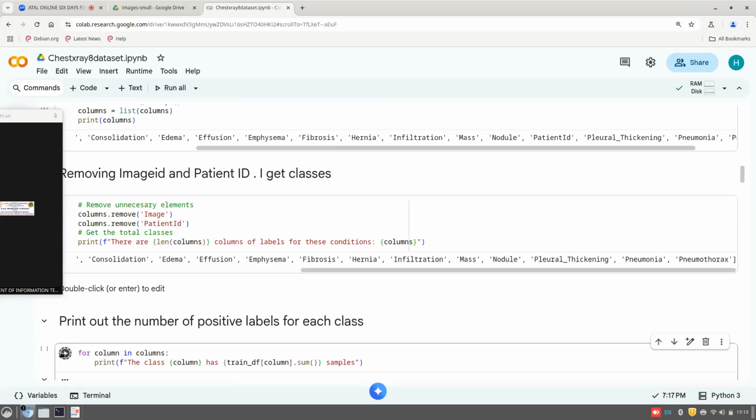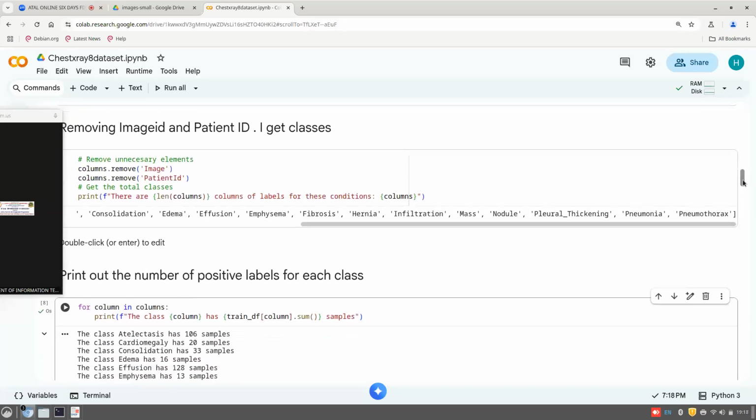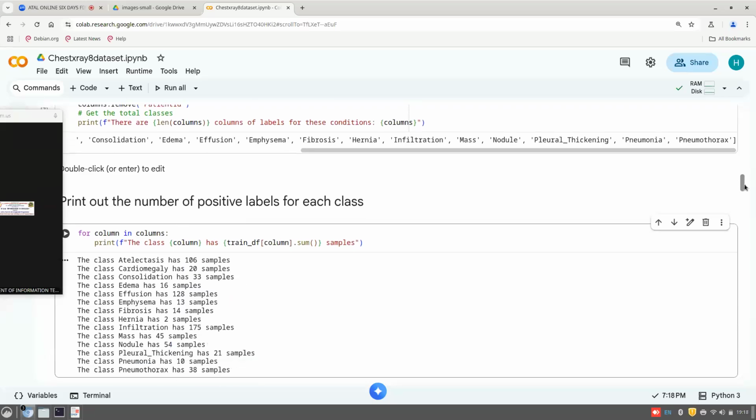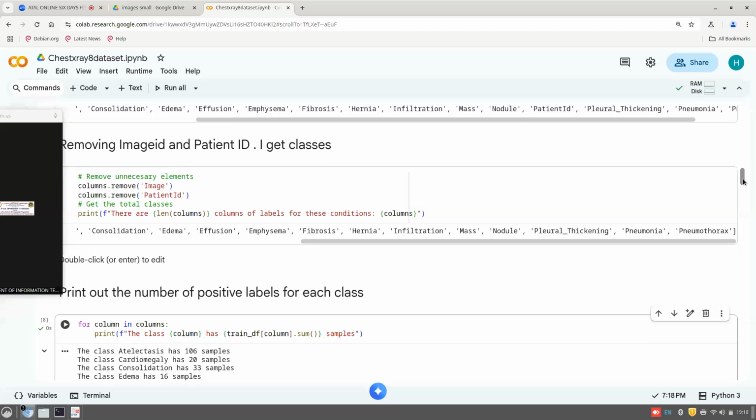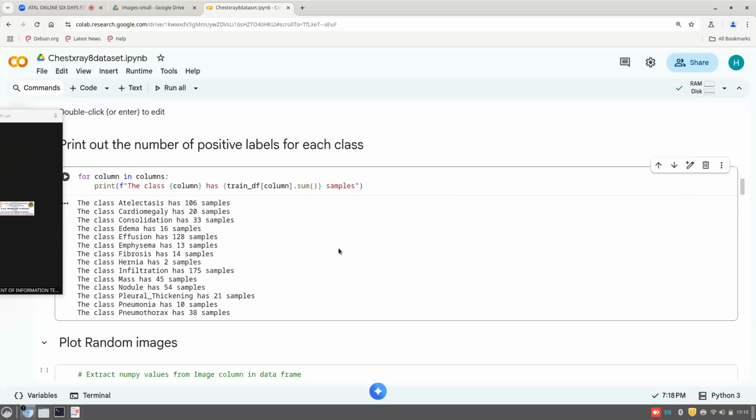So no findings is the label that is given for a normal chest X-ray. If you look at all the abnormal chest X-rays, of the 1,000 chest X-rays, you can see that 106 are atelectasis disease, 20 are cardiomegaly, 33 are disease manifestation consolidation, 16 is edema, and effusion is 128, and emphysema is 13, fibrosis is 14.